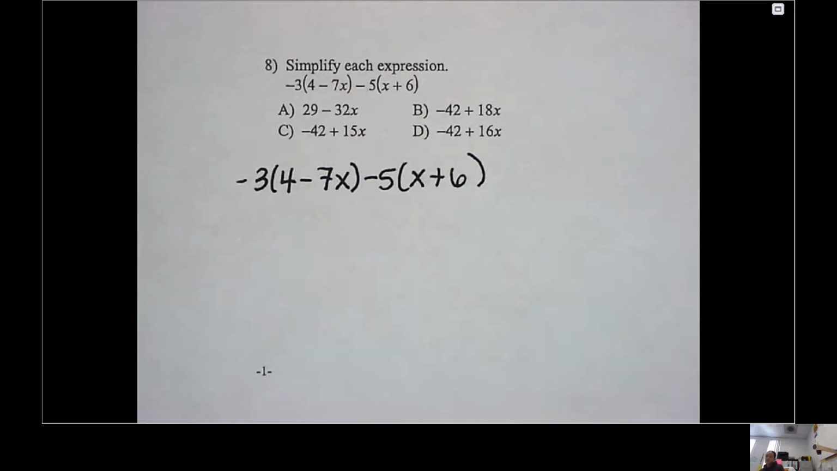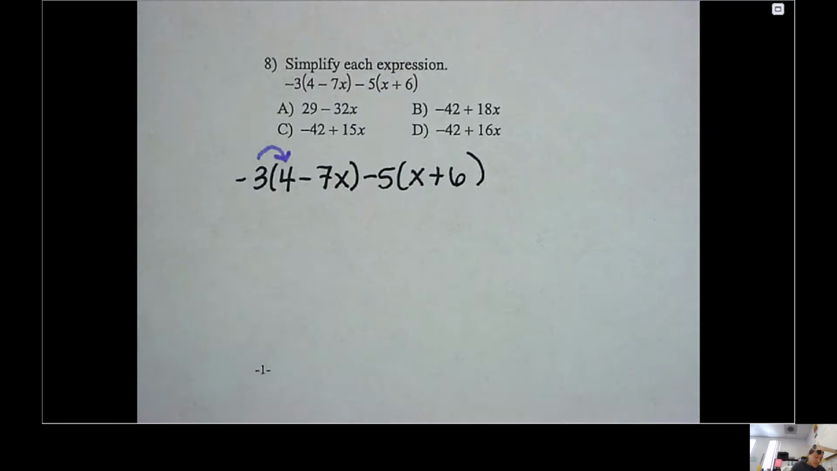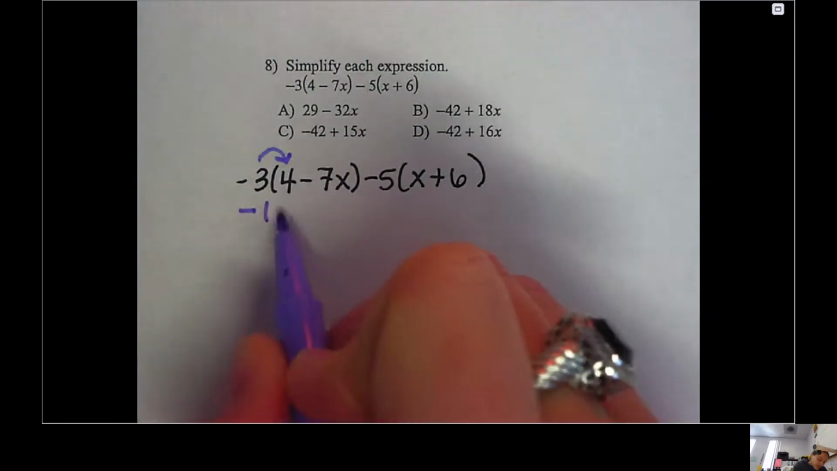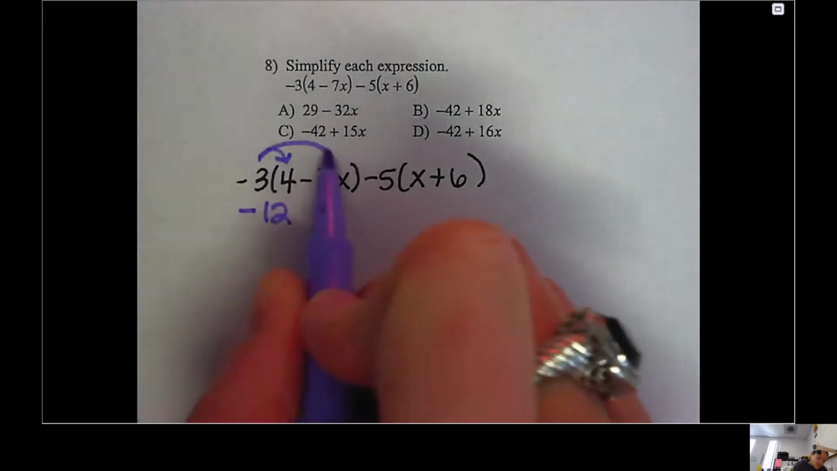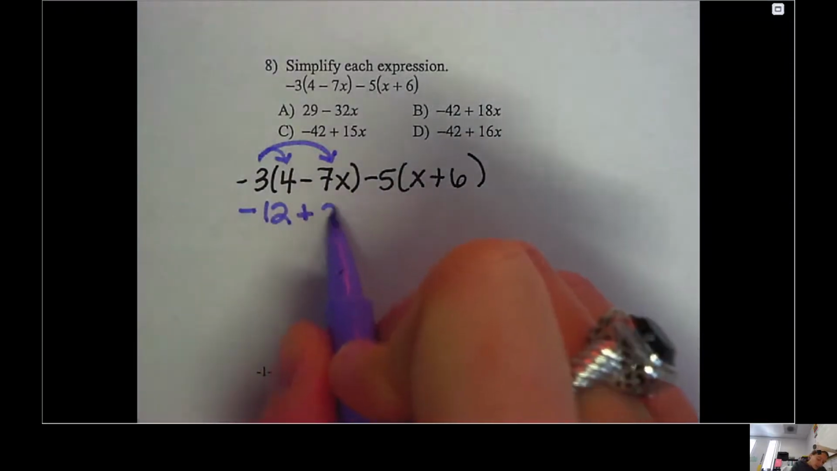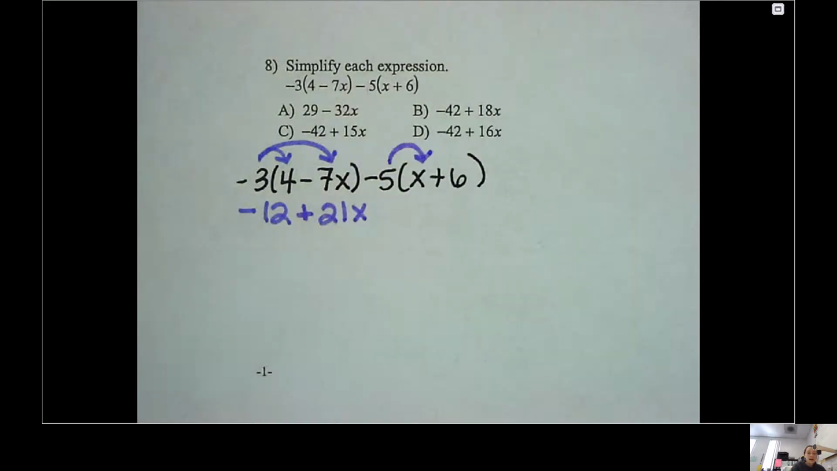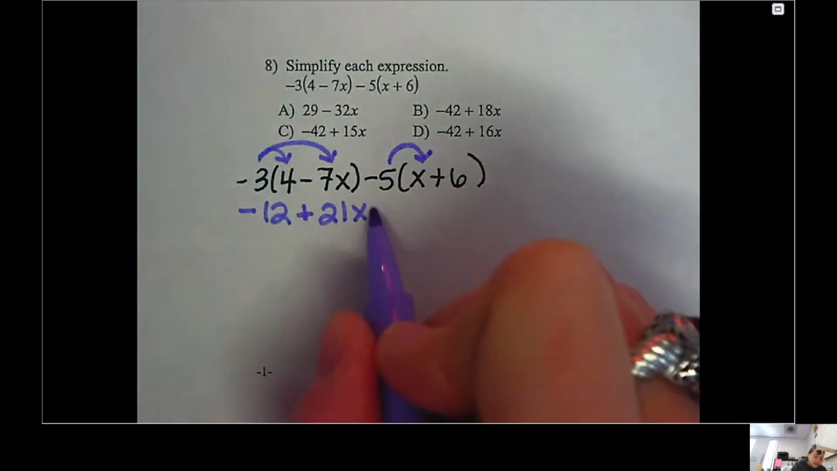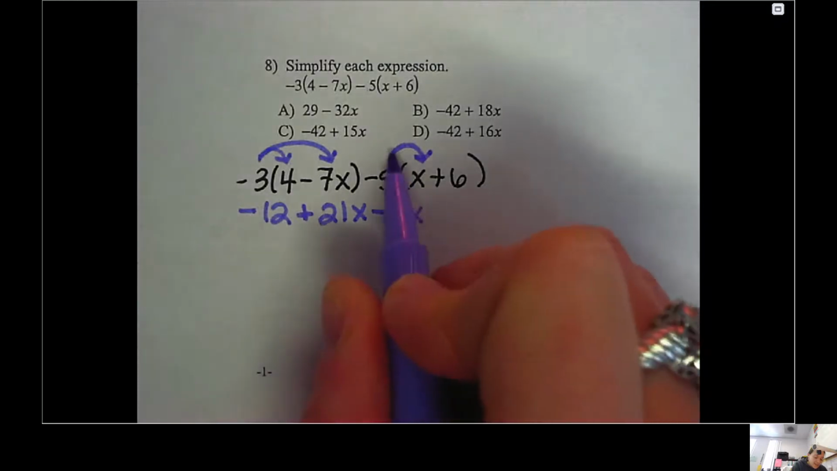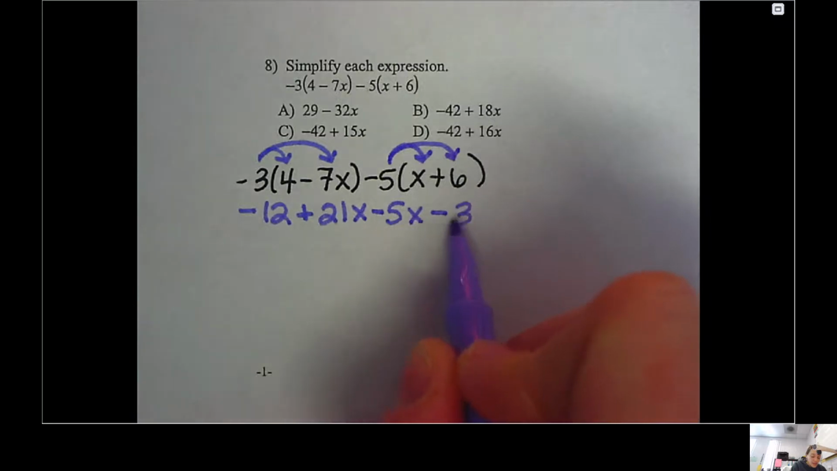So I'm going to take those numbers in front of the parentheses and I'm going to distribute them. So negative 3 times positive 4 gives me negative 12. Negative 3 times negative 7x gives me a positive 21x. Negative 5 times positive x gives me negative 5x. And negative 5 times positive 6 gives me negative 30.